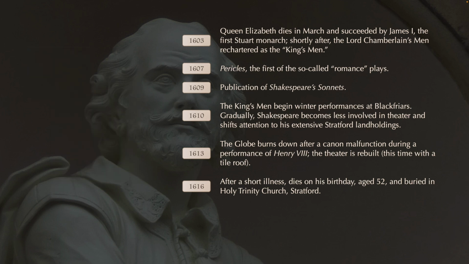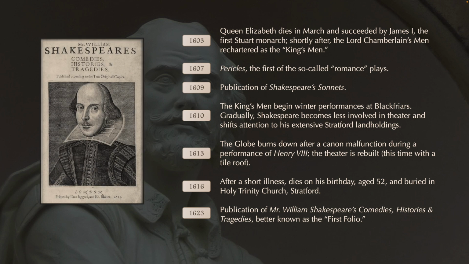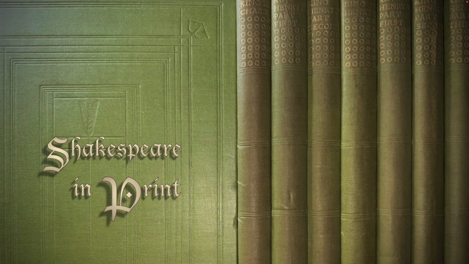And finally, the last date I'm going to mention is 1623, a hugely important date, the publication of Mr. William Shakespeare's Comedies, Histories, and Tragedies, otherwise known as the First Folio. And I'm not going to say much about it here because I'm going to talk more extensively about it later in this lecture. But without this book, we would be missing half of Shakespeare's dramatic output. So a hugely important publication. So with that, we'll transition now to talking about early editions of William Shakespeare's plays.